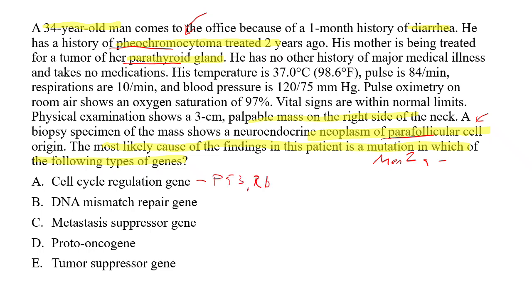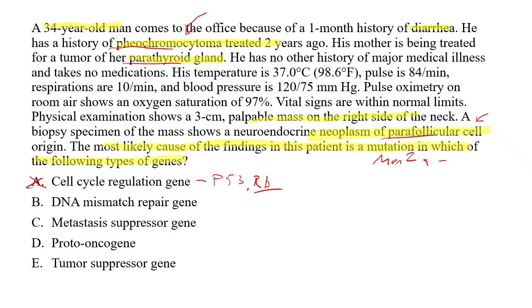And so P53 causes Li-Fraumeni syndrome, with sarcomas, lymphomas, adrenal tumors, and breast cancer. And so that's not what we've got going on here. In RB, I think of osteosarcoma and retinoblastoma. And so we're not seeing either of those. So I would get rid of that.